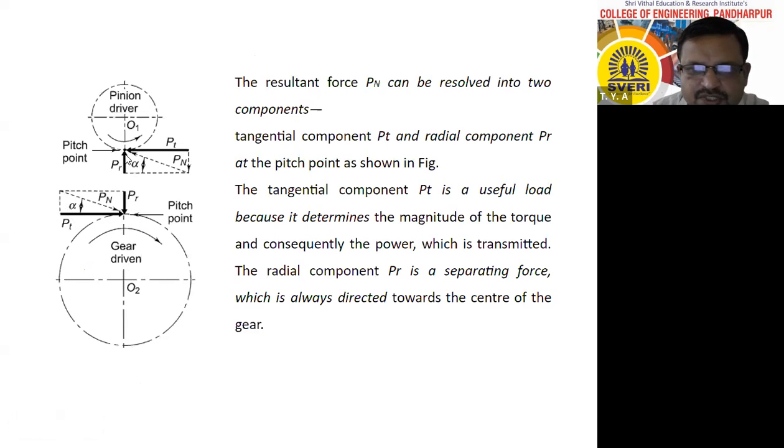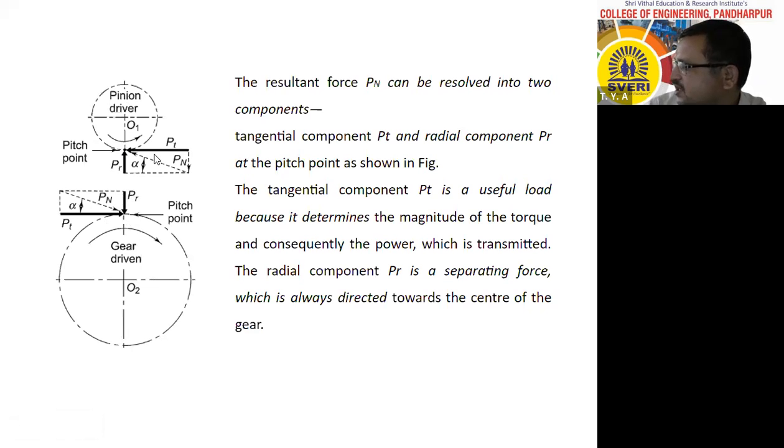This radial force, why is it known as separating force? Because this radial force, which is acting upward on the pinion, will force the pinion in the upward direction, and the radial force which is acting in the downward direction on the gear wheel will force the gear wheel in the downward direction. Therefore, because of this radial force, the two gears will move away from each other, and that's why it is also known as separating force.